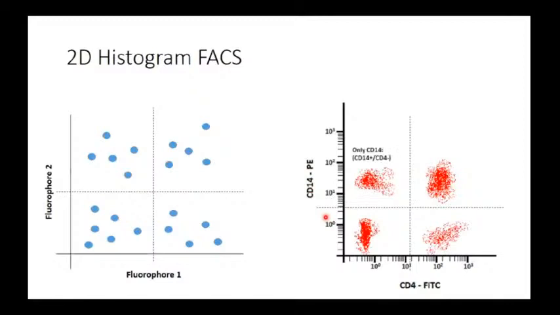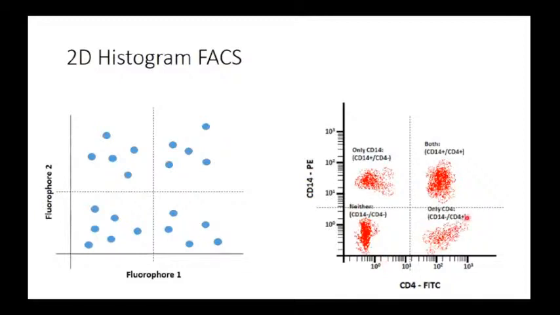Then cells in this quadrant are expressing CD14, but they are not expressing CD4, so we have CD4 negative. Cells here are expressing both. They are giving high signal on both of them. So, CD14 positive, CD4 positive. These cells are CD14 and CD4 negative because they are giving low signal on both detectors.